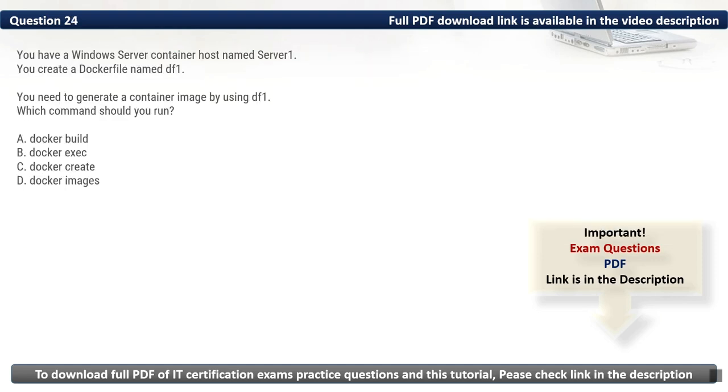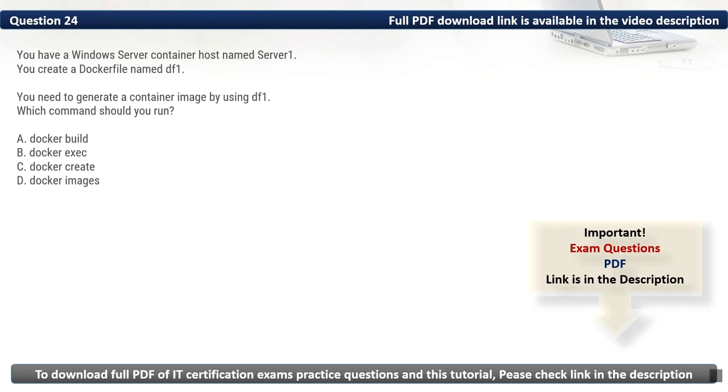Question 24. You have a Windows Server container host named Server1. You create a Dockerfile named df1. You need to generate a container image by using df1. Which command should you run? Firstly, let's eliminate the incorrect options. We have B. docker exec. It runs commands in a running container but does not build images.